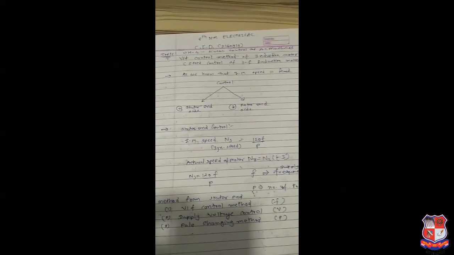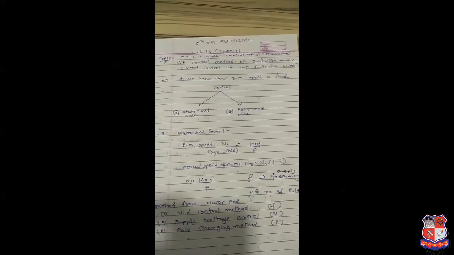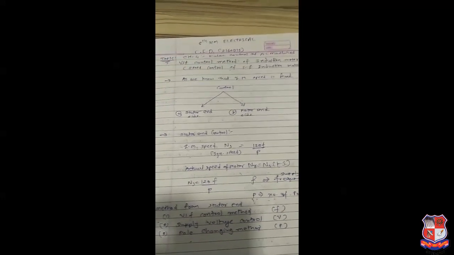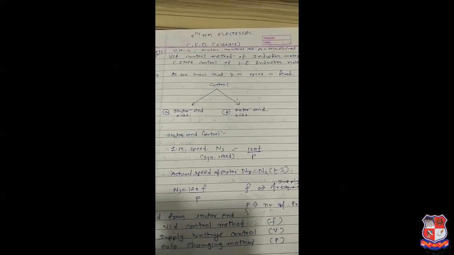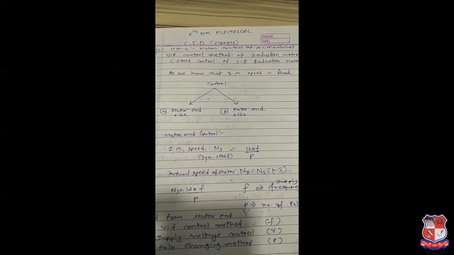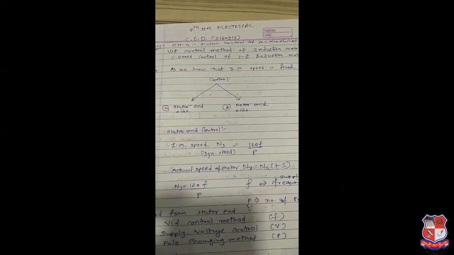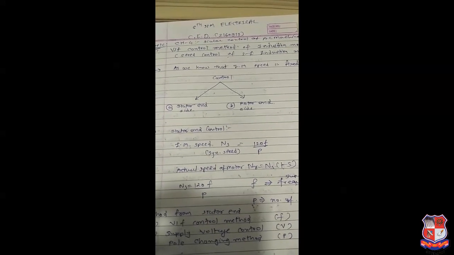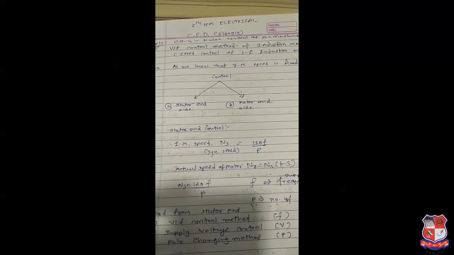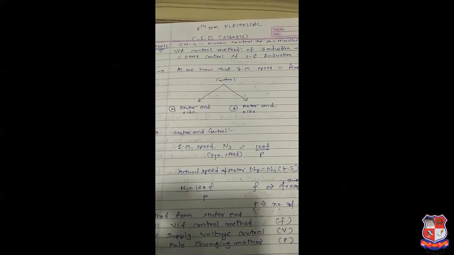Hello friends, today we learn a new topic, that is the V by F control method of induction motor. That is a speed control method of the induction motor, one of the best methods. As we know, the induction motor has a fixed synchronous speed, so for the control techniques, it is possible by the stator side or the rotor side.